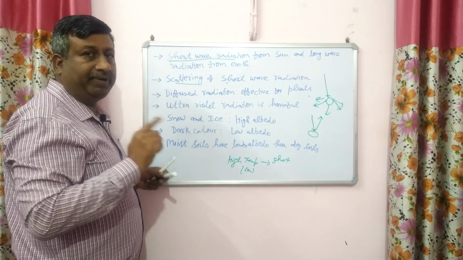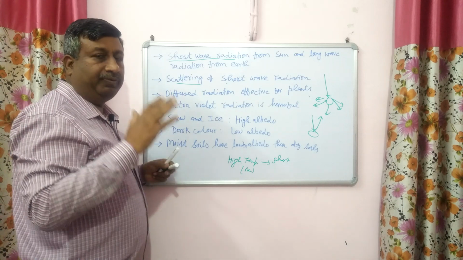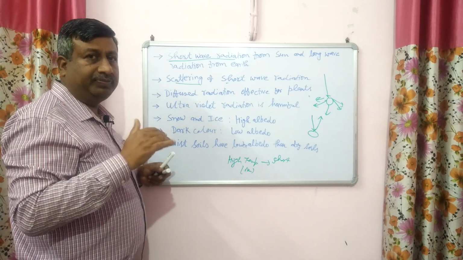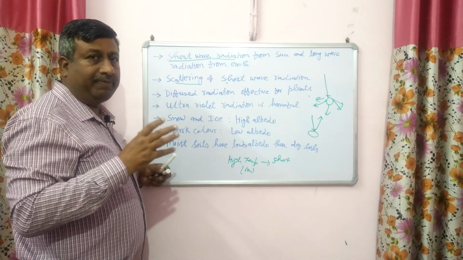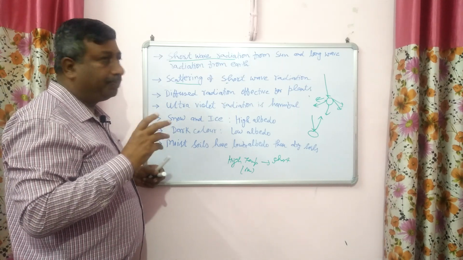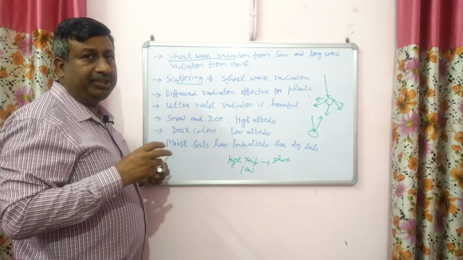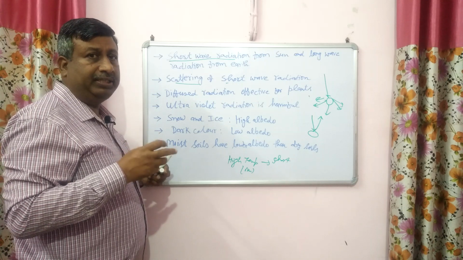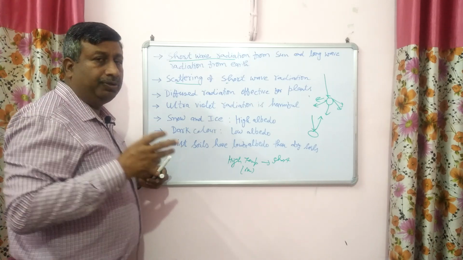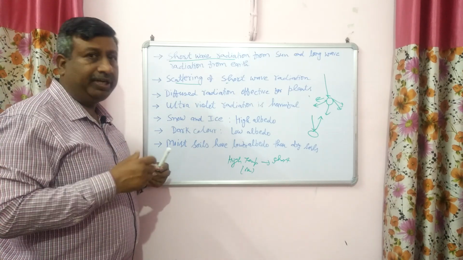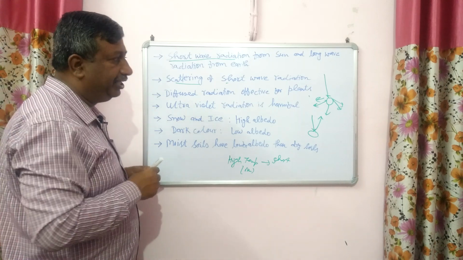Scattering of short wave radiation is very common. When radiation moves into the atmosphere, short wave radiation is scattered by the particles. But long wave radiation is not scattered. Long wave radiation is absorbed. It is not scattered. So what is the reason that only short wave radiation is scattered, not long wave radiation?